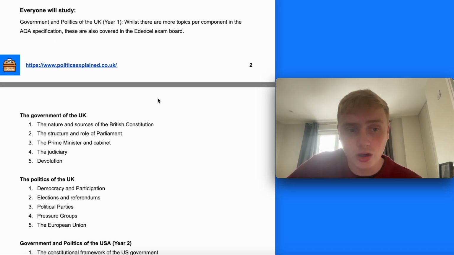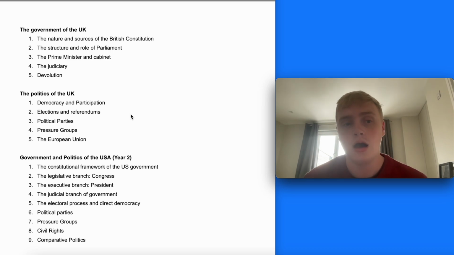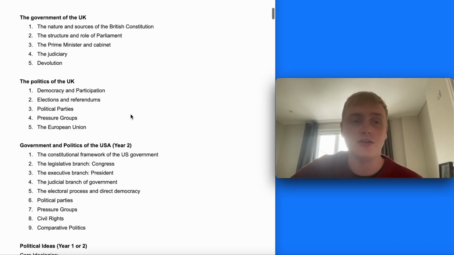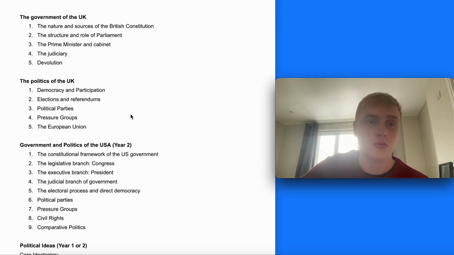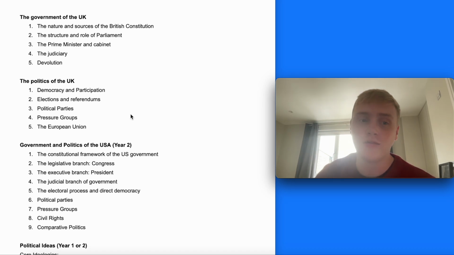So again, you study government and politics, looking at the government of the UK and the politics of the UK, pretty much the same topics. They are largely the same topics, even if it's broken down into 5. For example, with government of the UK, in Edexcel, they put devolution in the constitution topic, which is why there's 4.